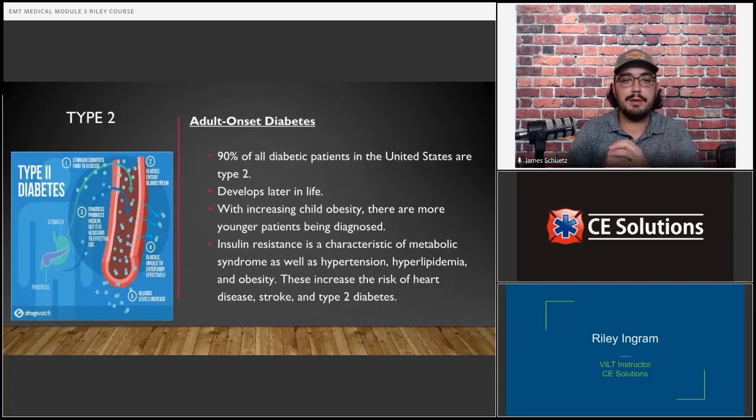All right. Type 2 diabetes, Big Mac diabetes. This is going to be adult onset. All right. So 90% of all diabetic patients in the United States are type 2.